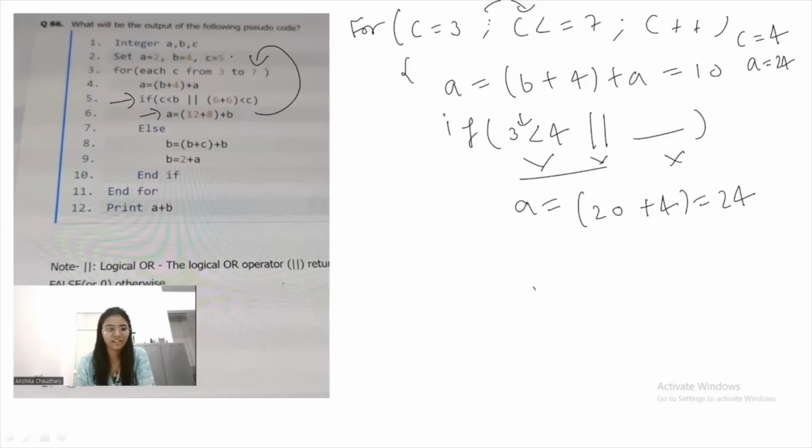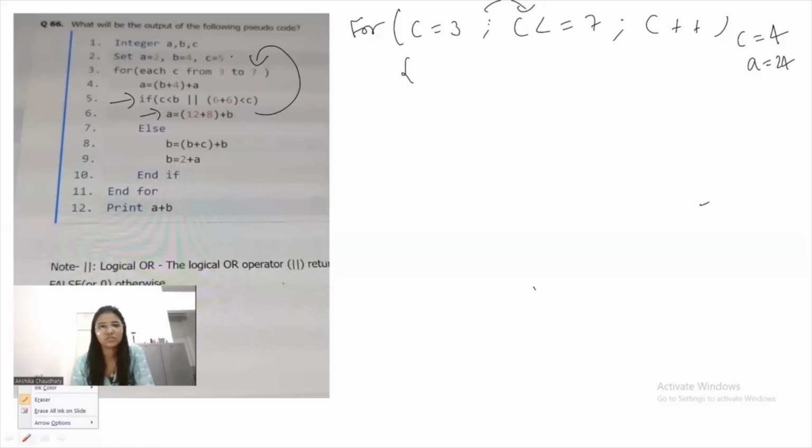Right? So let me erase all the other steps so that it will not cause confusion for us. Again, we will check whether 4 is less than or equal to 7. So the condition is true and we will come here. The A value will be updated to B plus 4. B value was 4 only. 4 plus 4 will become 8. 8 plus A. The last updated value of A was 24, so it will become 32.